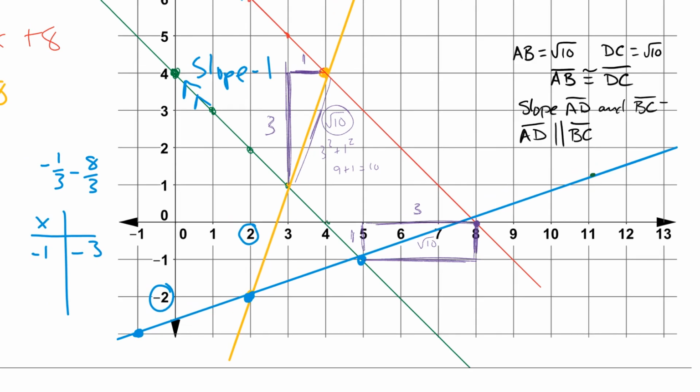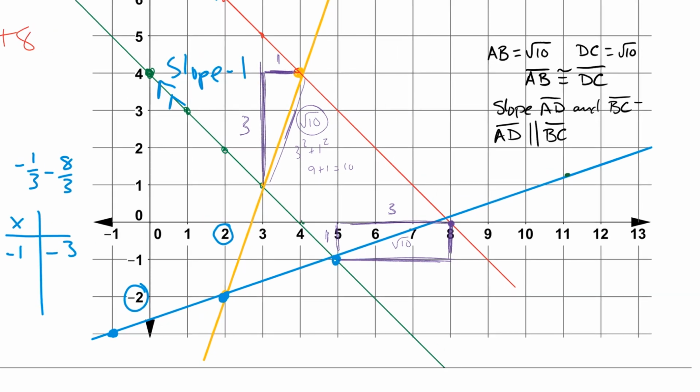So I've added a couple summary items here. If I was to call this, just randomly, I assign this vertex A, and I assign this vertex B, and I assign this C, and I assign this D. I've pointed out that AB and DC both are the square root of 10, so AB is congruent to DC. So I could put these congruent tick marks on that because they both equal root 10.